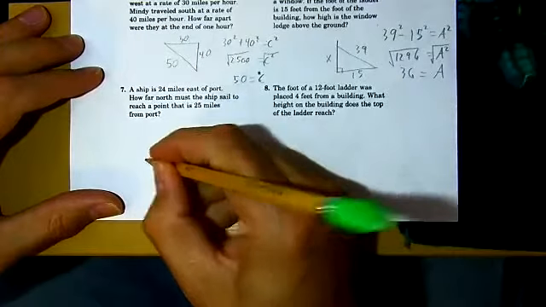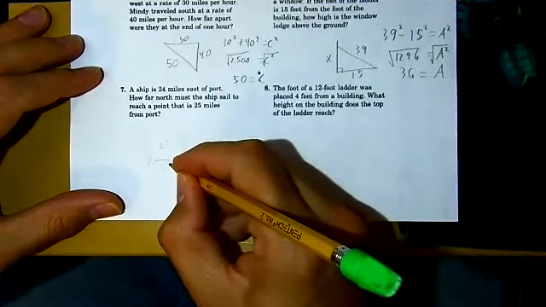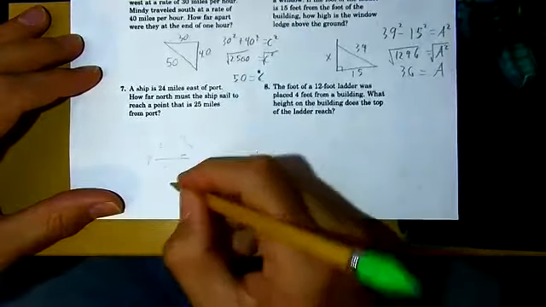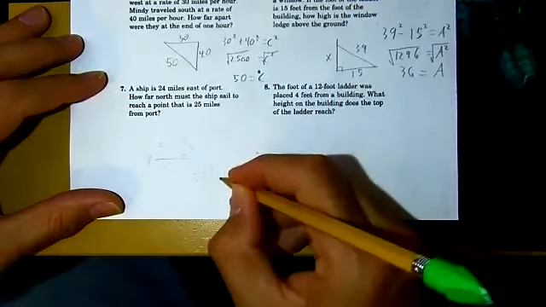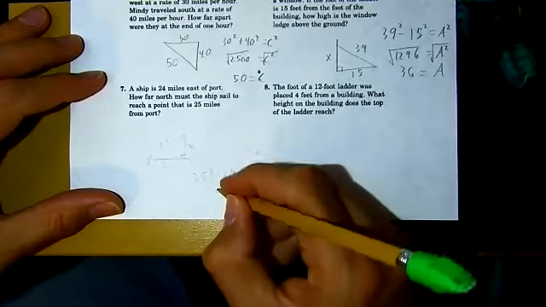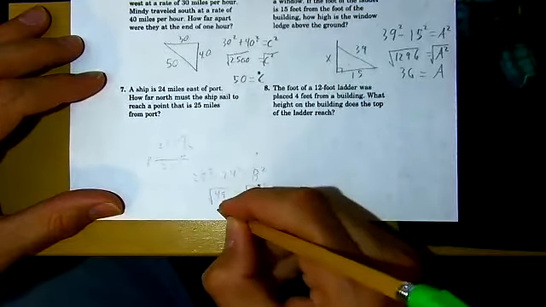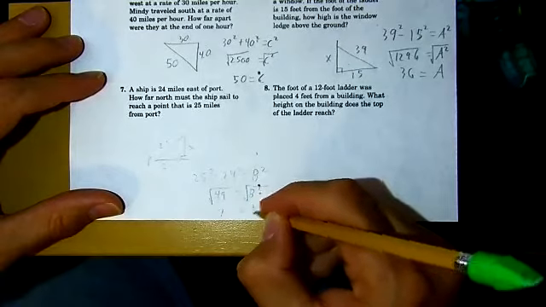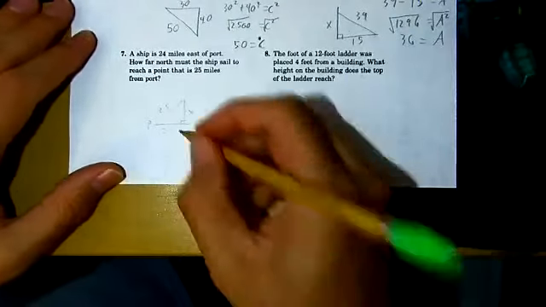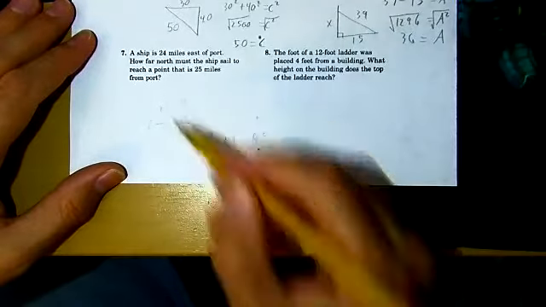So you had your pier over here, you were 25 miles away, this was 24 miles east, so what you needed was that side. So 25 squared minus 24 squared, which is 49. Take the square root, you end up with 7. And this is a very rare perfect triangle that you almost will never see, but 7, 24, 25.